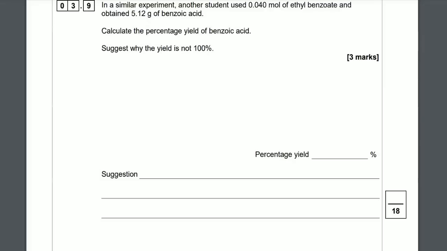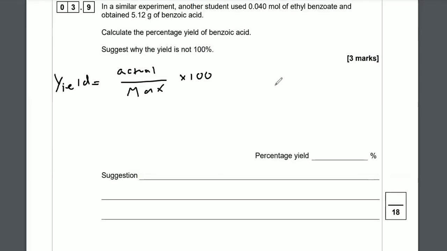Okay, 3.9. In a similar experiment, another student used 0.04 mole of ethyl benzoate and obtained 5.12 grams of benzoic acid. Calculate the percentage yield. There's a couple of ways you can do this. You can do this by doing actual moles over the maximum amount of moles produced times 100, or you can do it as actual mass over the maximum, theoretical mass of product produced times 100. So I'm going to use the moles method.